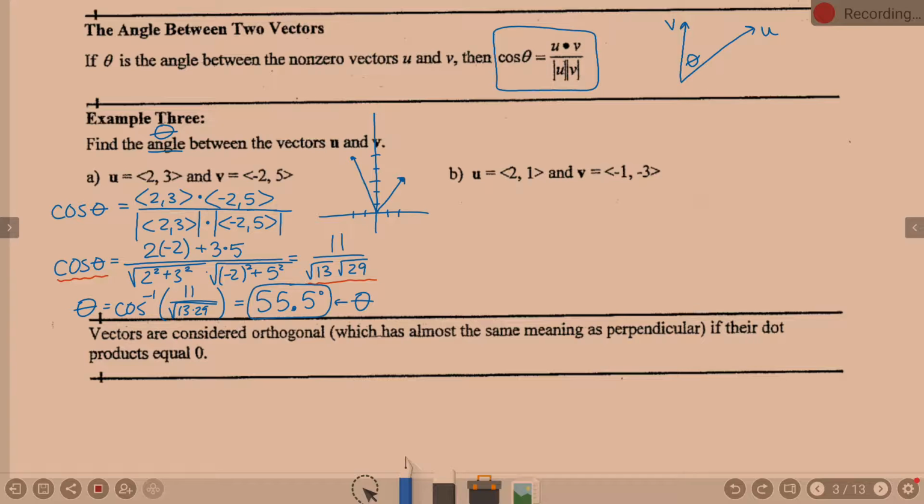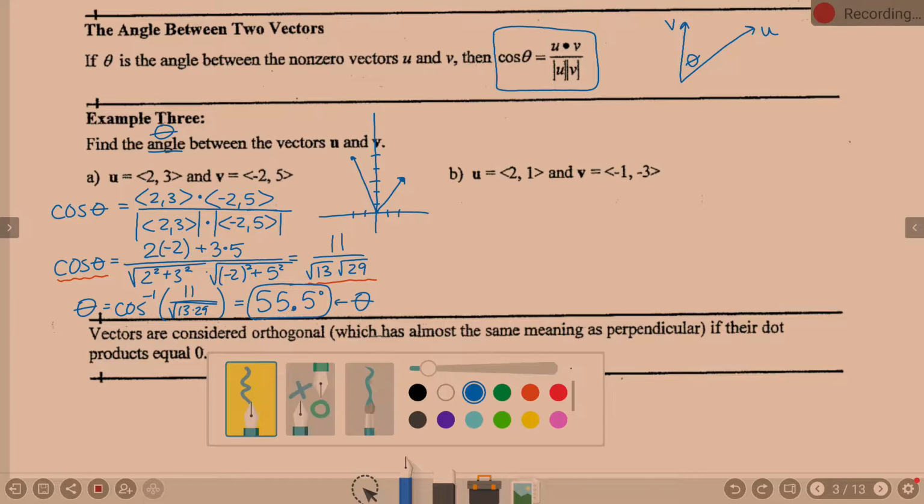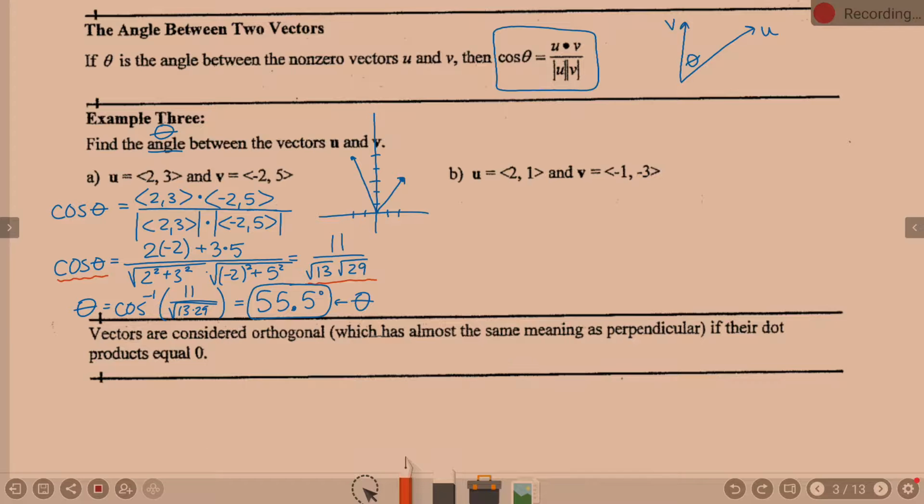Now, what did we just find? We just found theta, which is the angle between these two. Does that make sense right there, that that might be 55.5 degrees? I mean, in my brain, it fits the mold of it's an angle bigger than 0 and less than 90. So, I would say yeah. Okay, so there's the visual of what we just found. That's what I wanted you to see there.